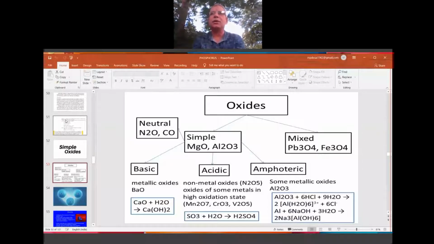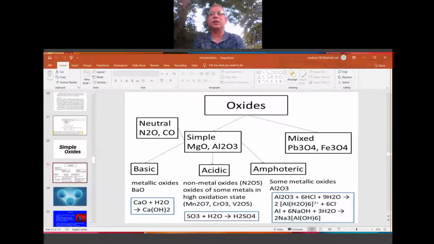Where you find a metal, its oxides when dissolved in water convert into bases, and they are called basic oxides. Whereas acidic oxides are formed from non-metallic oxides. So basic oxides come from metals, acidic oxides from non-metals: nitrogen oxide gives HNO3, phosphorus oxide gives phosphoric acid, carbon dioxide gives carbonic acid. All those acids are formed from non-metals.